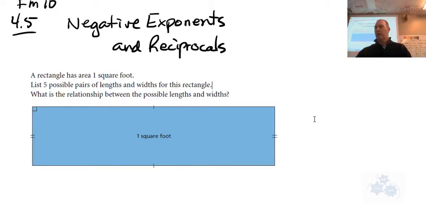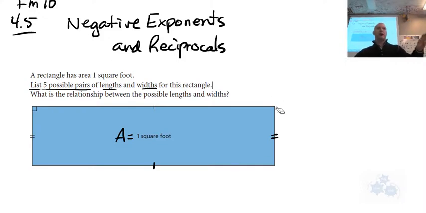All right, so our first activity here in 4.5, negative exponents and reciprocals. We have a rectangle, and the area is 1 square foot. And the question is, list 5 possible pairs of lengths and widths for this rectangle. Now, I mentioned that 1 times 1, although that doesn't fit this diagram per se, because when you have 1 tick here and you have 2 ticks here, it means that they're different lengths. So 1 and 1 technically would work, because 1 times 1 is 1.